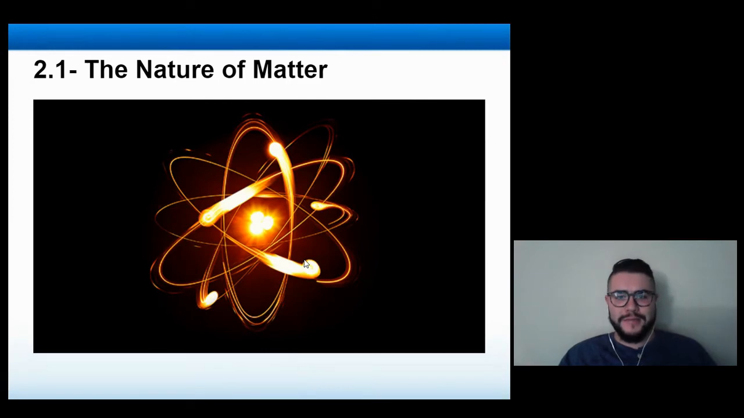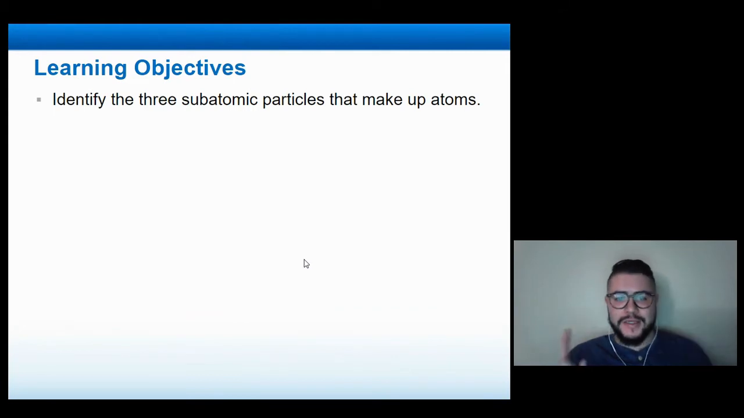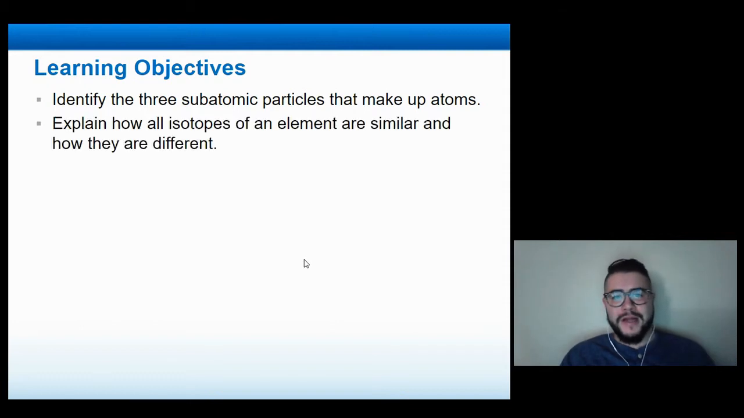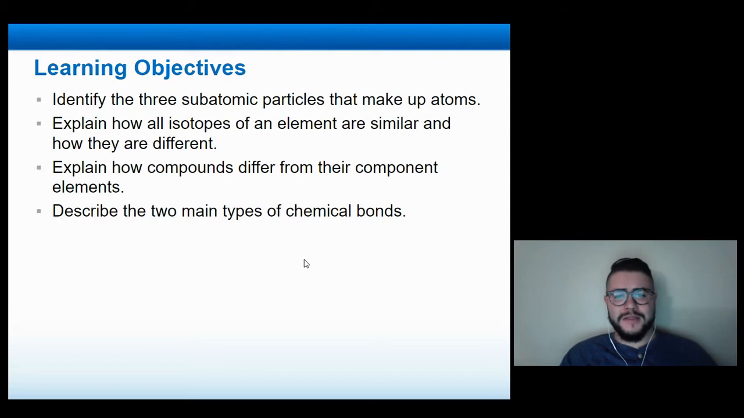Hello, everybody. Today we're going to be talking about chapter 2.1 in our biology books, which is about the nature of matter. And this is going to be a little bit of a review from hopefully some chemistry that you learned in middle school. Our learning objectives as we go through these notes are to identify the three basic subatomic particles that make up an atom, identify how isotopes are different than elements, and specifically what makes them different, how compounds are different than their component elements, and then the two main types of chemical bonds.